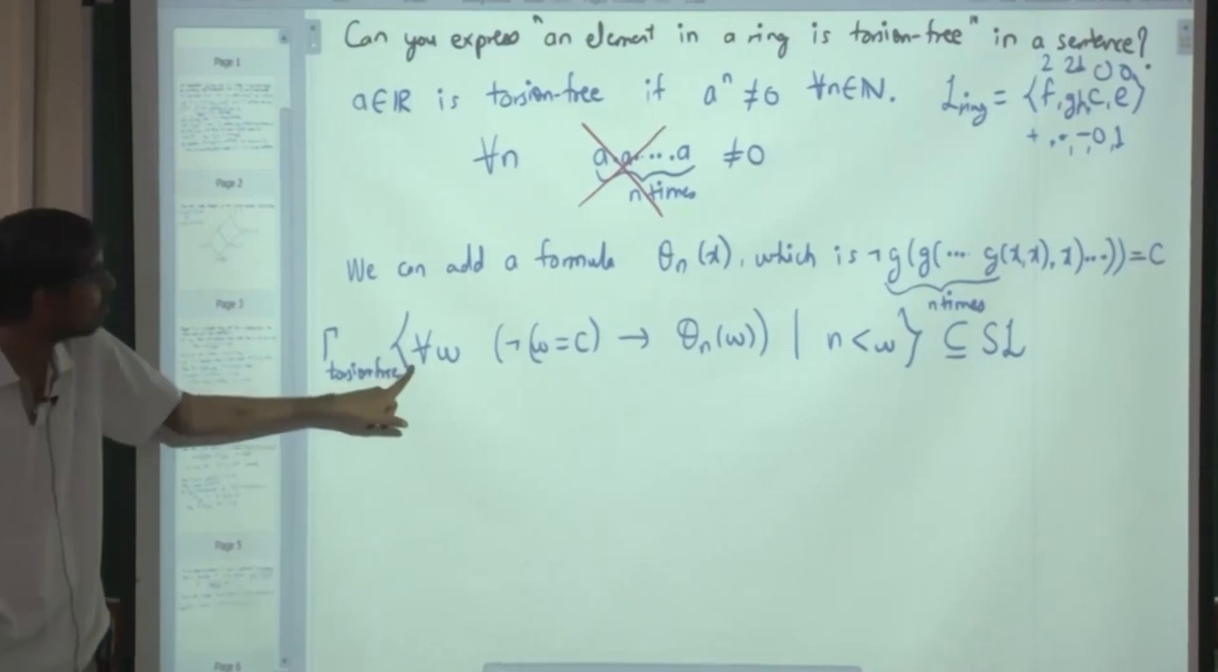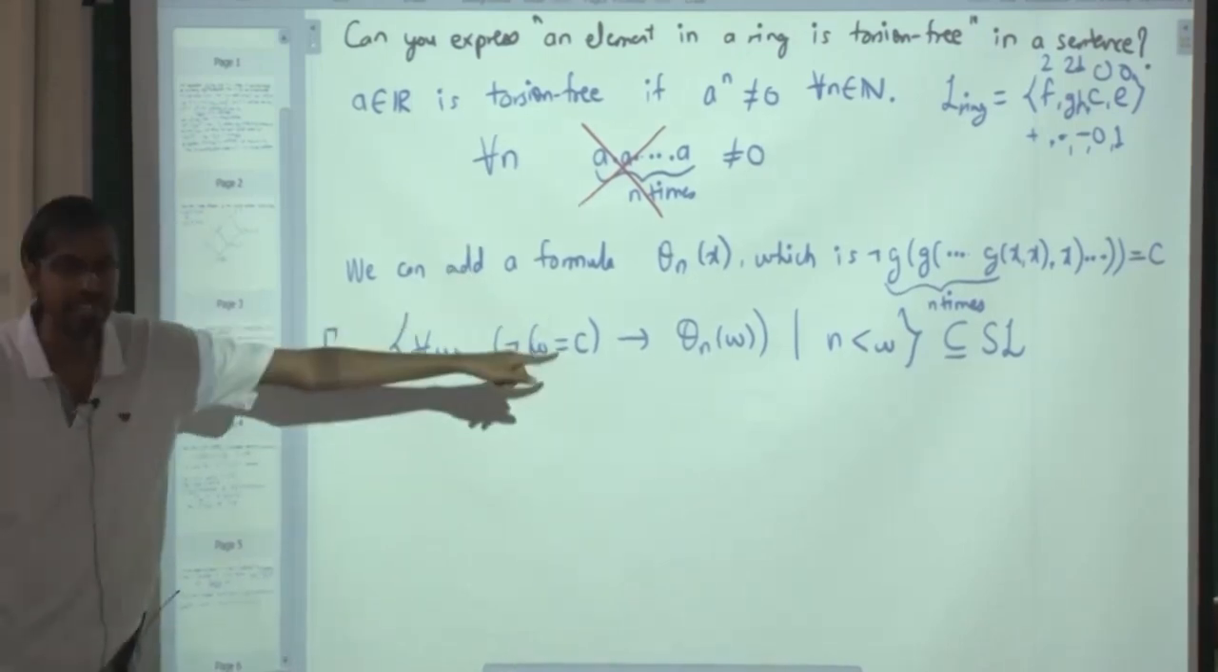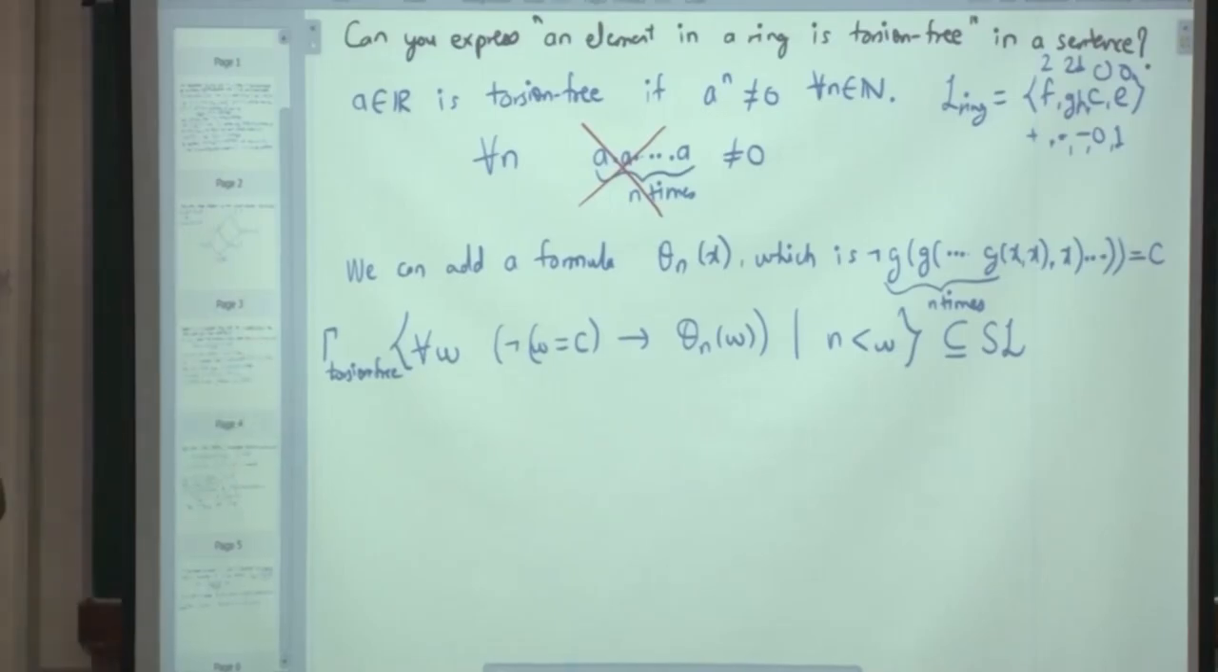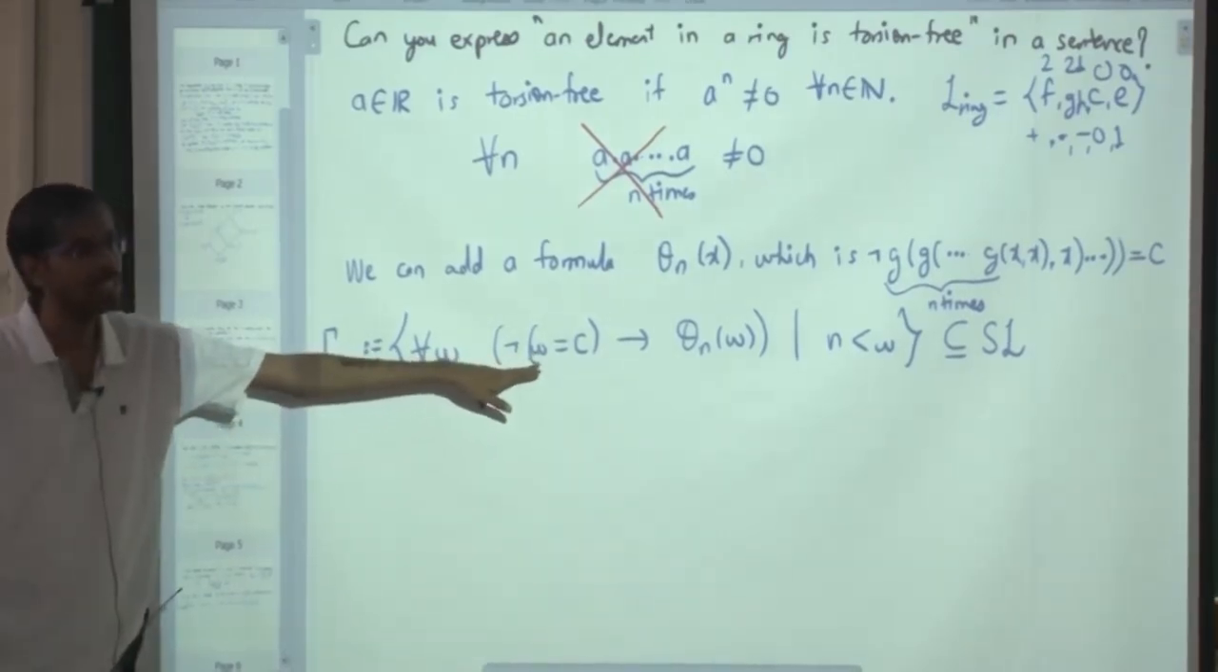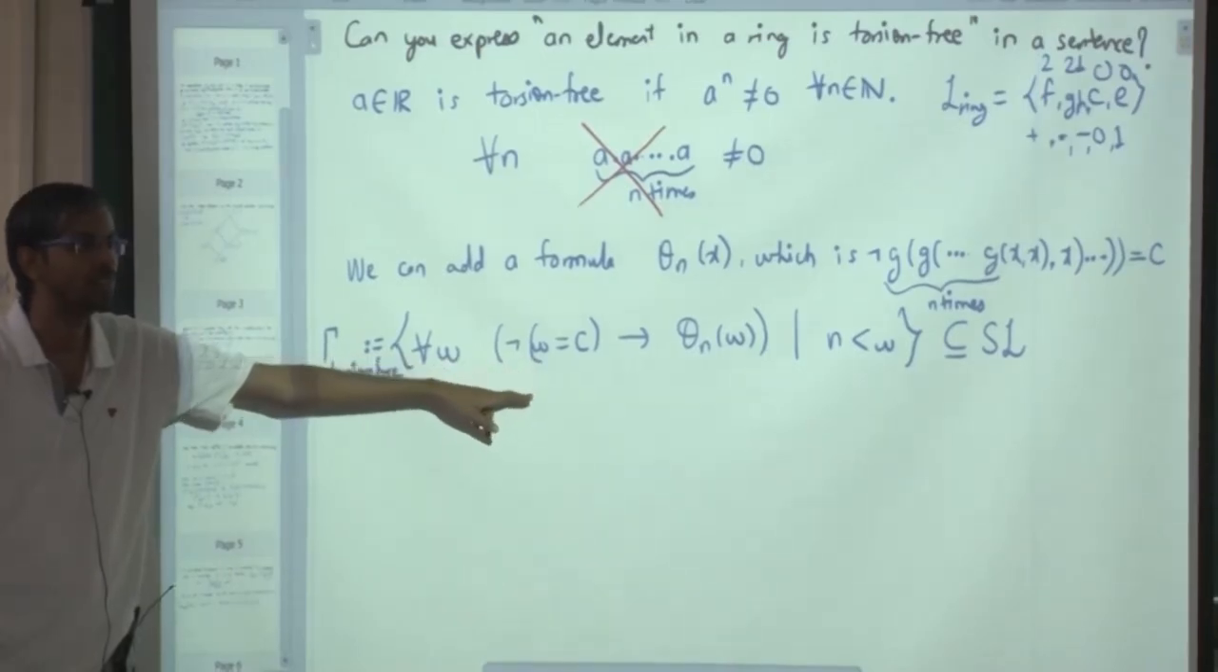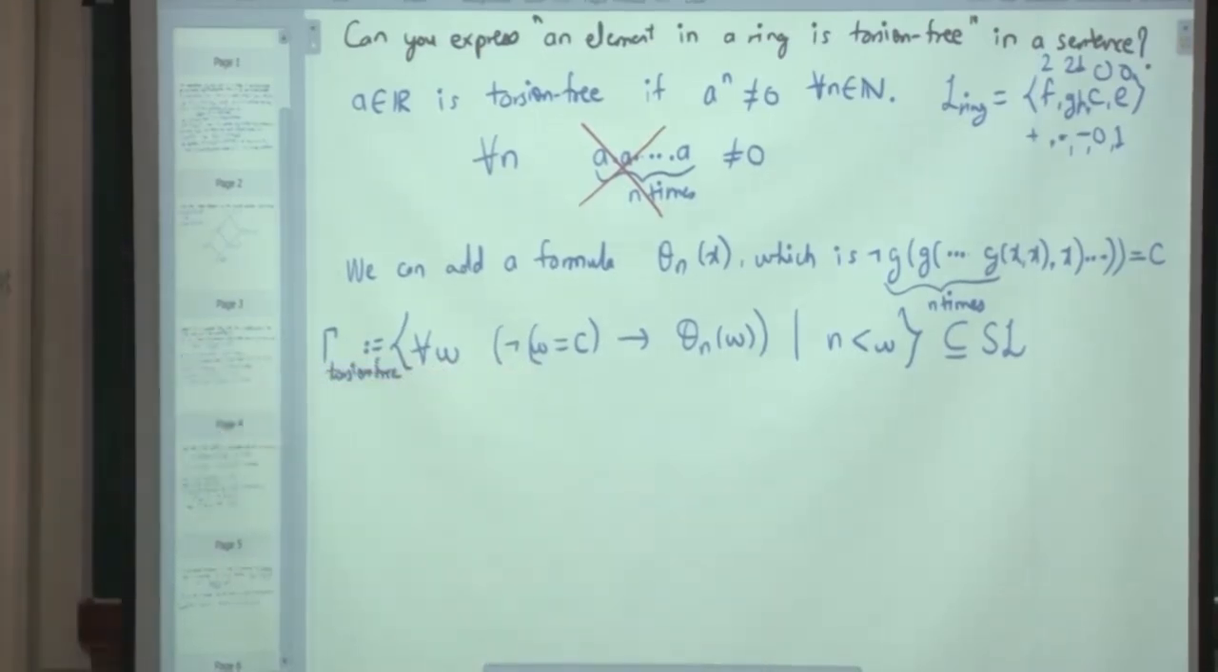Okay. N is fixed. So I am adding one sentence of this type for each n. I am not just talking about a single sentence. I am talking about an infinite collection of sentences, and this collection does express what I need. So this is the theory of torsion free elements, and we are excluding the obvious thing: 0 is always torsion of every order. So why should we bother adding it anyway? Every element is torsion free. You can express it in terms of infinitely many sentences, but this is not finitely axiomatizable.